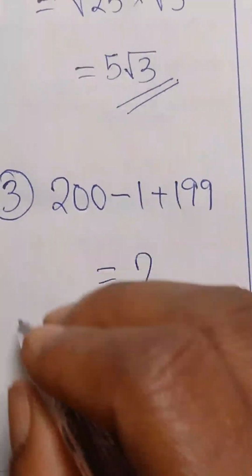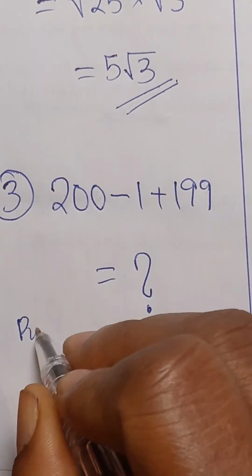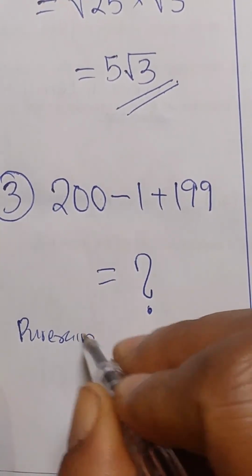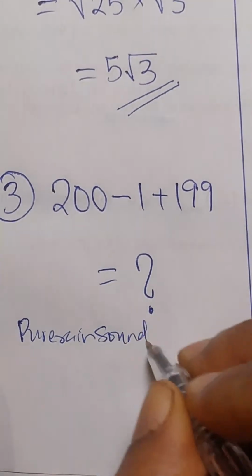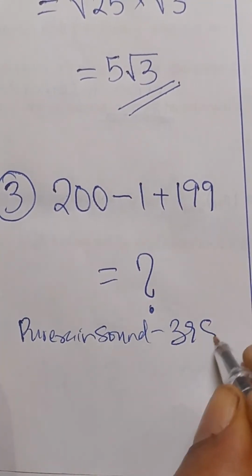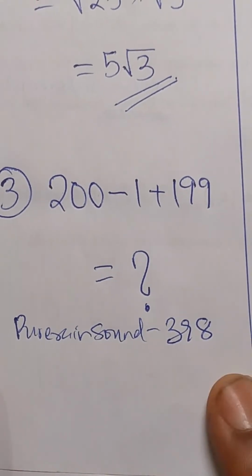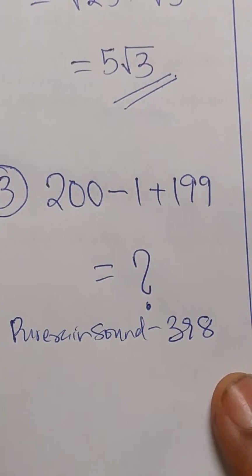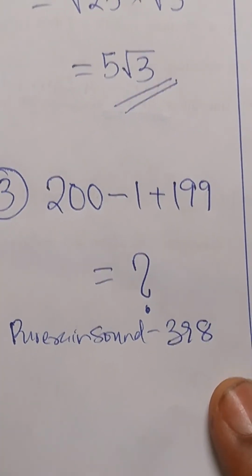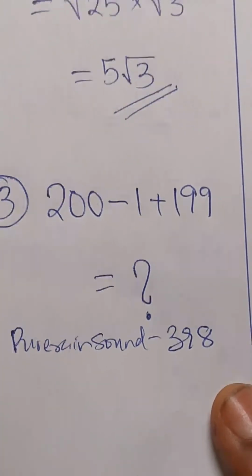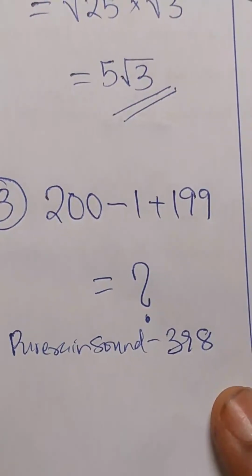Pure Rain Sounds says 398. So more answers. If you know the answer, you just drop it so I can write your name out. Then we solve it. This is the live challenge with Dr. Vivian. If you know the answer, you help us solve it.